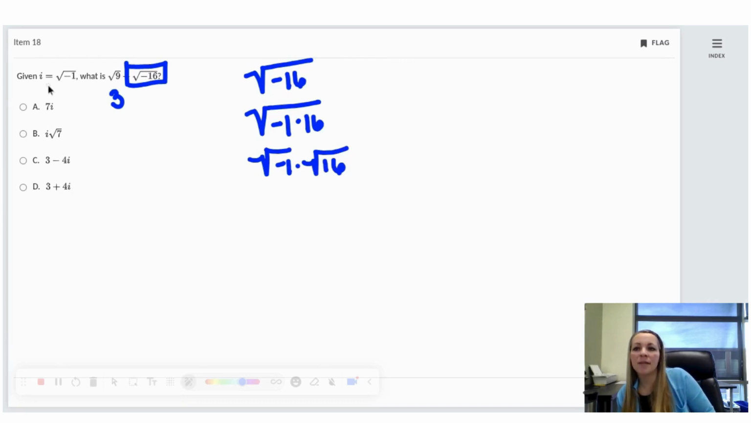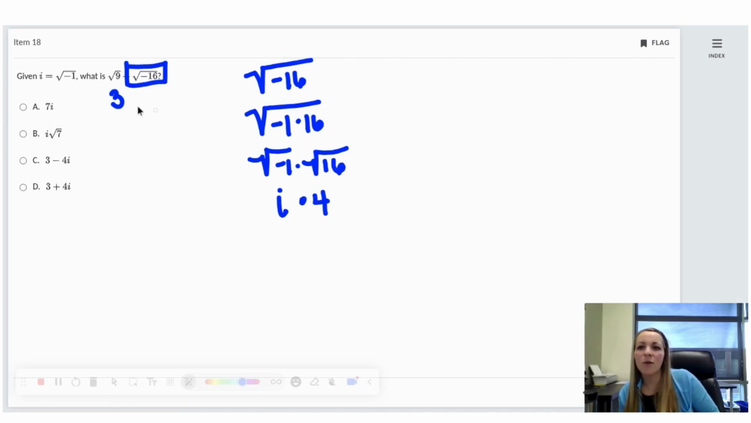And in the problem, it says that i is equal to the square root of negative 1. So I'm going to change this to an i. And you probably know the square root of 16. The square root of 16 is 4. But if you don't, again, you can go to Desmos and type the square root of 16 in there.